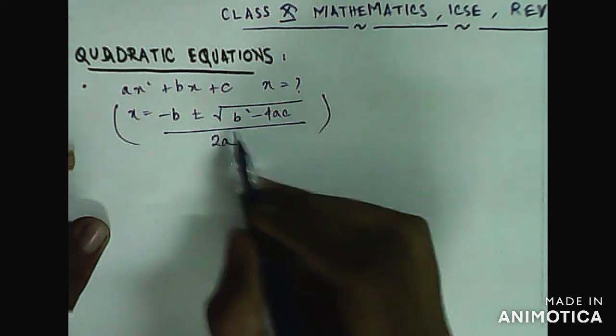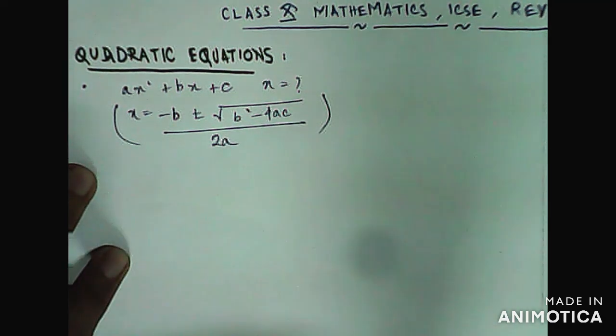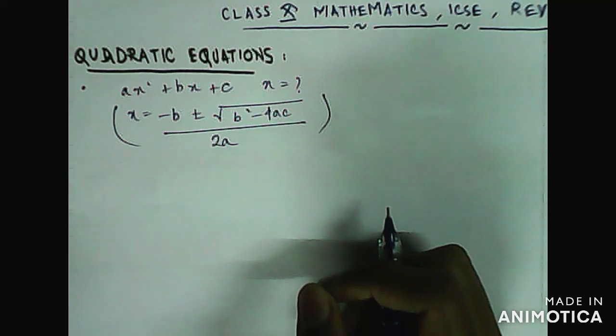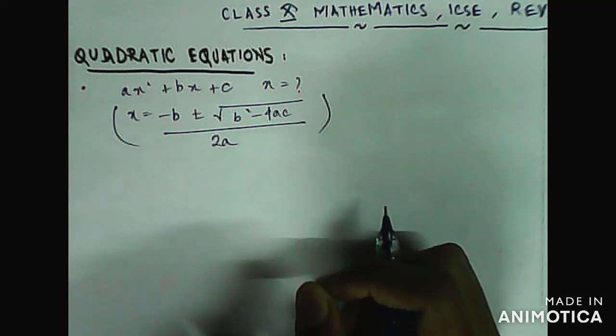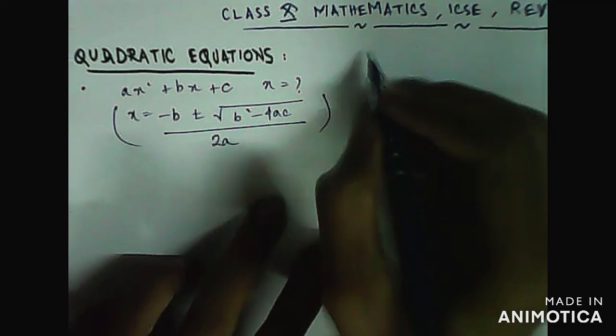Now, based upon the value of the discriminant, some cases arise. First case is that when b square minus 4ac is equal to 0, then the value of x will be equal, right? Means the roots of the equation will be equal. Second case, if the discriminant is greater than 0, then the roots will be real and unequal. If the discriminant b square minus 4ac is less than 0, then you will have imaginary roots. So we will write them down here.